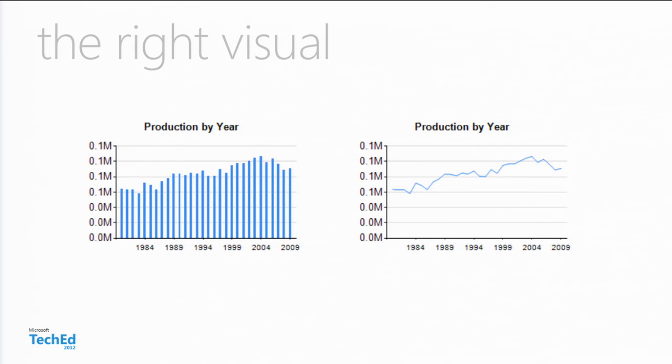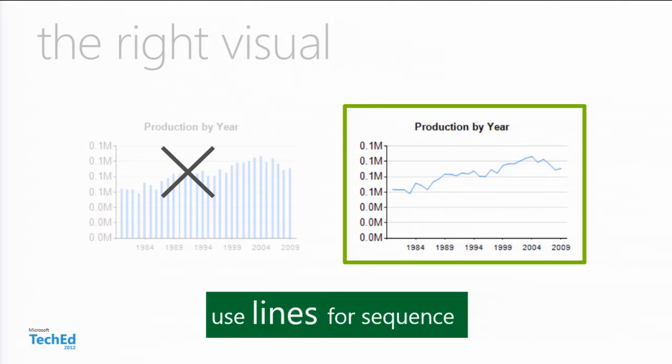The flip side, you have two things here that show the production by year. You could maybe think of year as a category as well. You're grouping on year. But there's a trend here. There's a sequential chronological relationship here between these years. It makes total sense to draw a line through that trend, so the one on the right is correct.